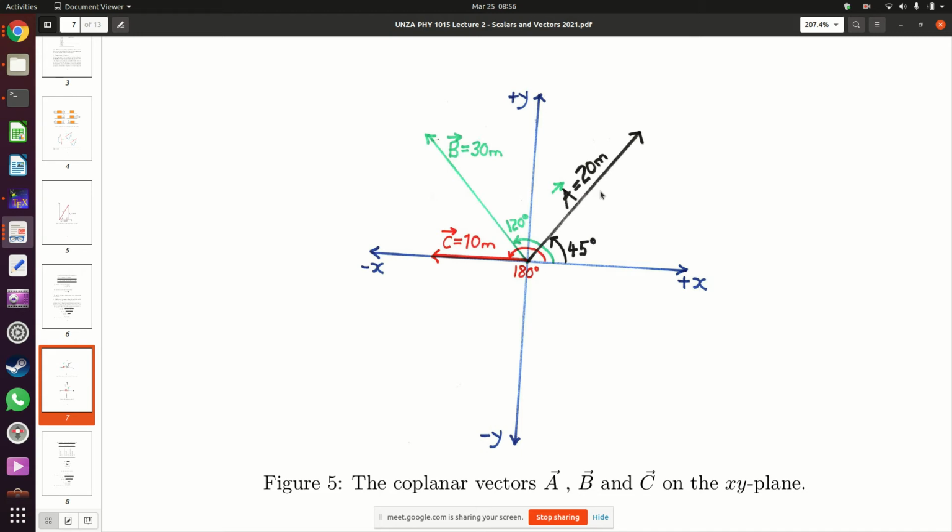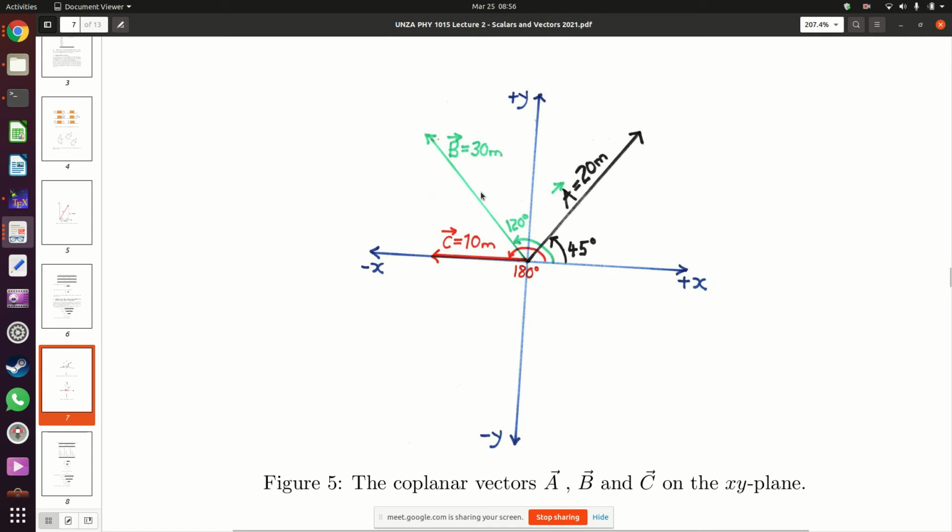This vector has got a size, it has got a name, it's vector A. The size of this vector A is 20 meters, and also the angle in which it's pointing here, 45 degrees, and it's pointing in that direction. The arrow shows that the line is a vector, and the angle 45 degrees shows you the direction in which the vector is pointing. So that is enough information for us to say A is a vector of size 20 meters at an angle of 45 degrees from the positive x-axis measured in an anticlockwise direction.